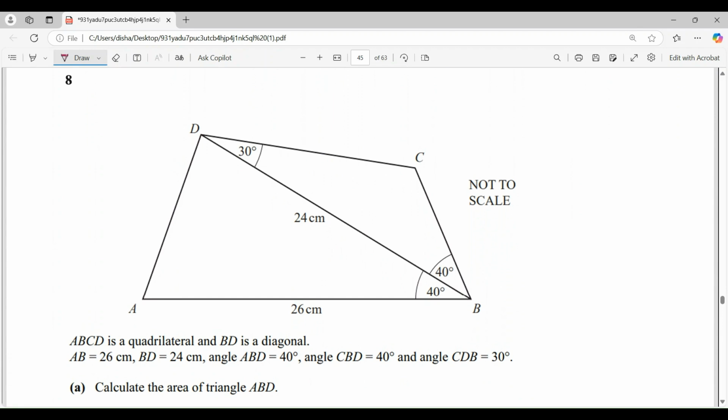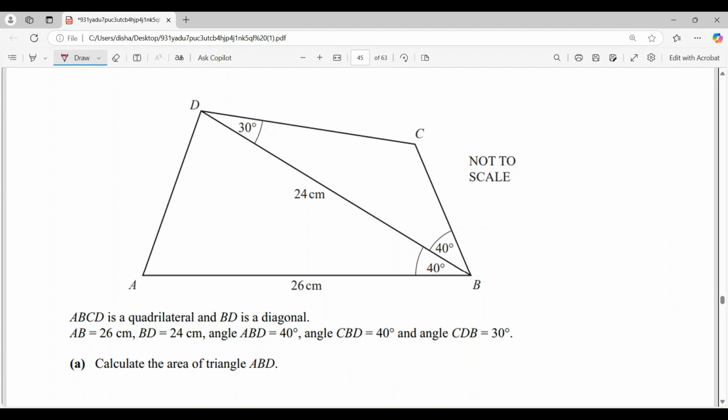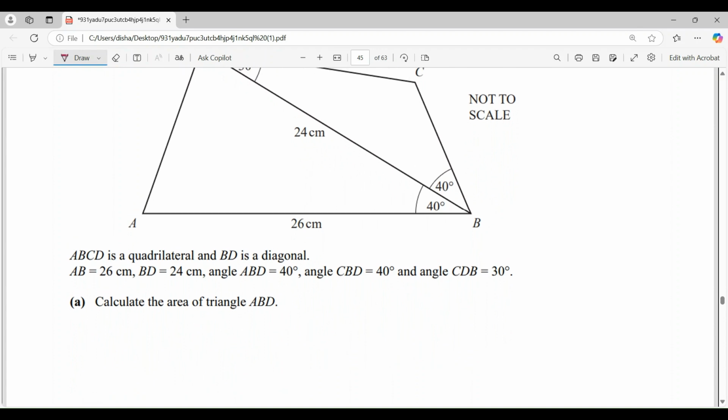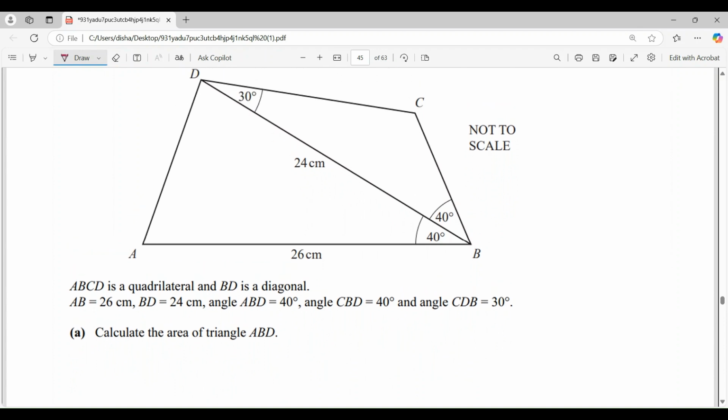Next we have question number 8. ABCD is a quadrilateral and BD is the diagonal. AB is 26, BD is 24, angles ABD and CBD are 40 degrees each, and angle CDB is 30. Calculate the area of the triangle ABD.